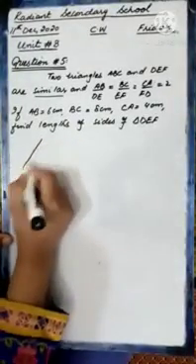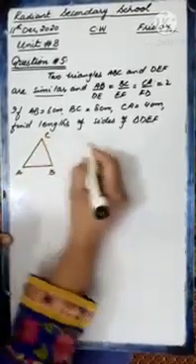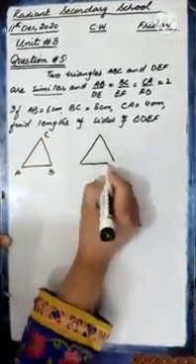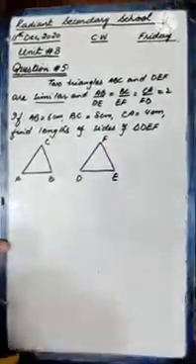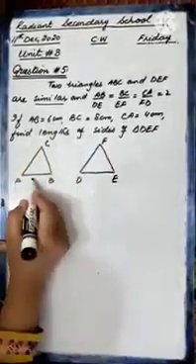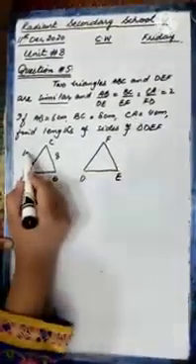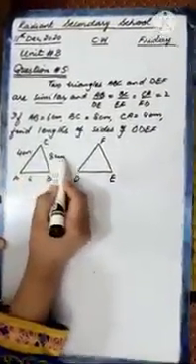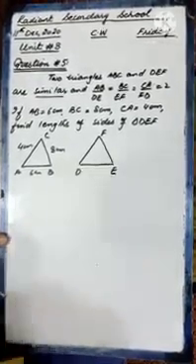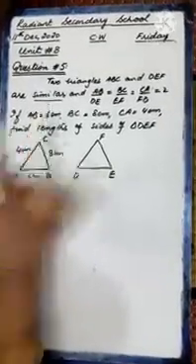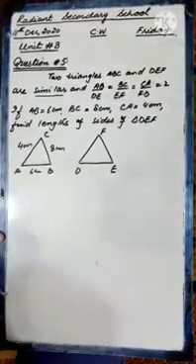Suppose students, this is the triangle A, B, C, and this is triangle D, E and F. Clear? Now AB is given 6 cm, BC is given 8 cm and CA is given 4 cm. Right? Now we have to find the length of these sides. As it is mentioned, it is the similar figure. So the ratio of their corresponding side will be equal.